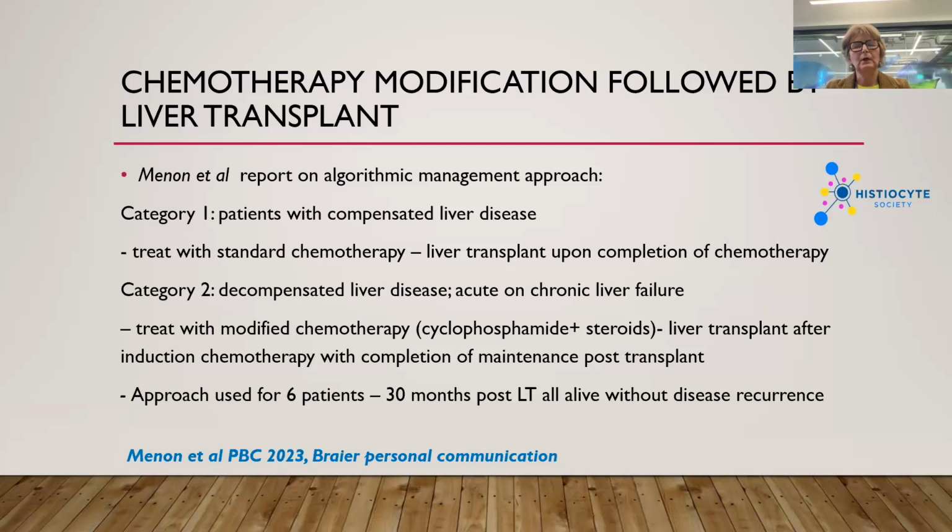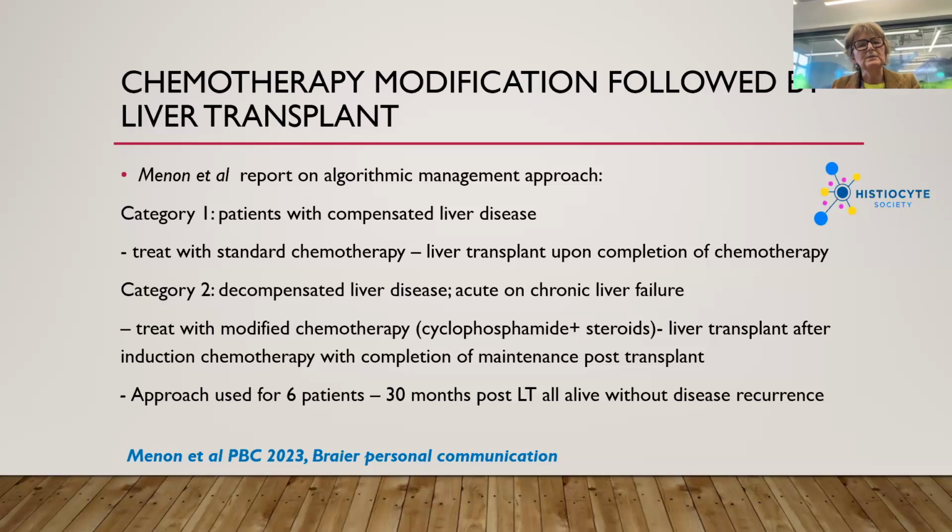A group of clinicians and surgeons from India, from Chennai Hospital, report in their paper an algorithm of how they manage patients with sclerosing cholangitis. They put patients into two categories. In category one are patients with what they call compensated liver disease, which they treat with standard chemotherapy. And then they do liver transplant once the chemotherapy is completed.